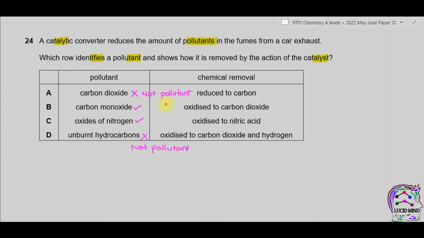Now we can see the chemical removal. Carbon monoxide should be oxidized to carbon dioxide. And oxides of nitrogen are reduced to nitrogen, not oxidized to nitric acid, because we do not need nitric acid in our atmosphere. They are actually converted to nitrogen gas. So now we can see that B is the correct one.